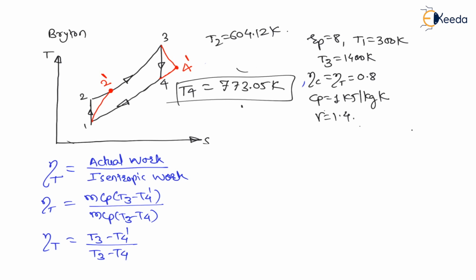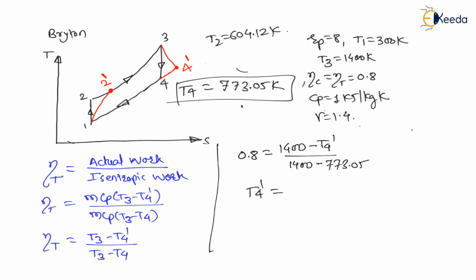If I simplify this, the efficiency of the turbine, given 0.8, is equal to (T3, which is 1400, minus T4', which we have to calculate) divided by (T3, which is 1400, minus T4, which we calculated as 773.05). From this only T4' is unknown. If we simplify this, we will get T4' is equal to 898.44 Kelvin. This will be the temperature at the end of the turbine for the actual case, right? Here T2' is also required and T4' is also required.